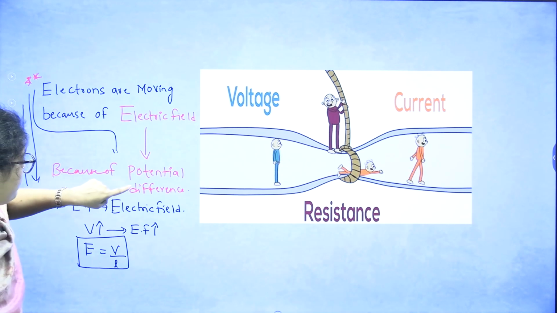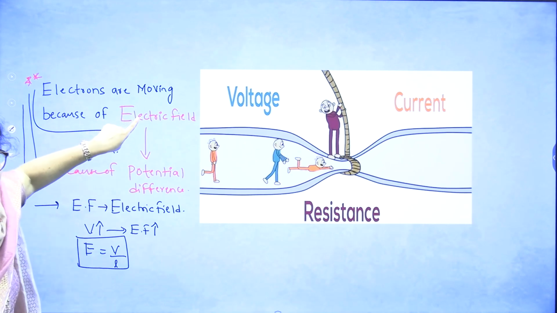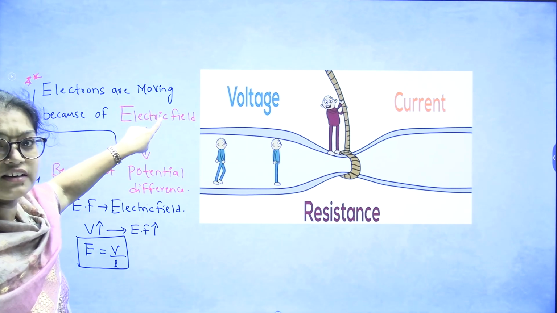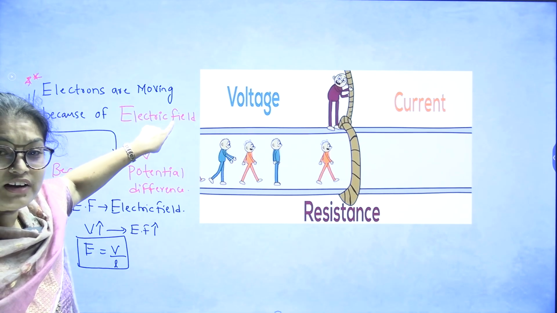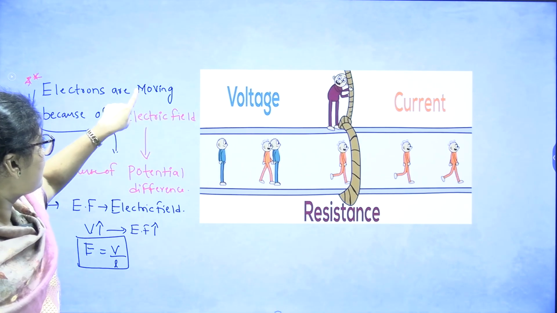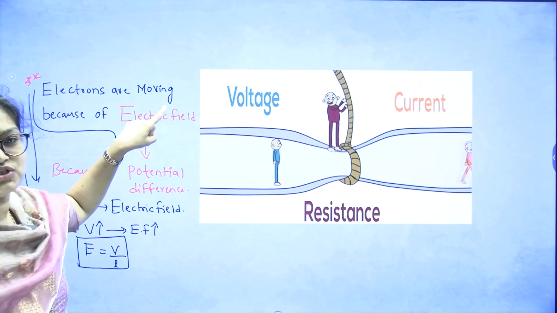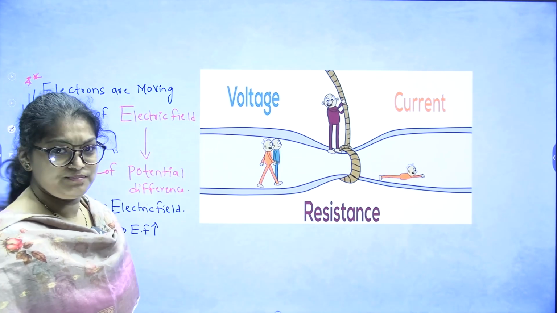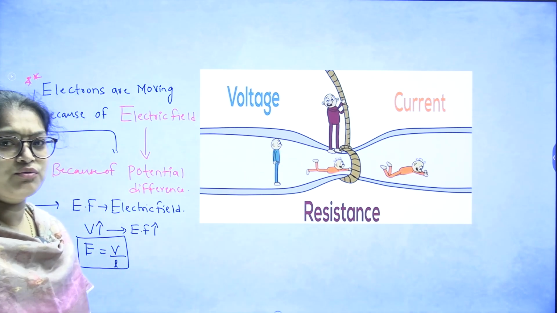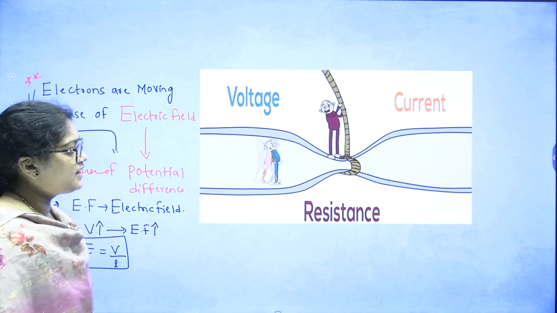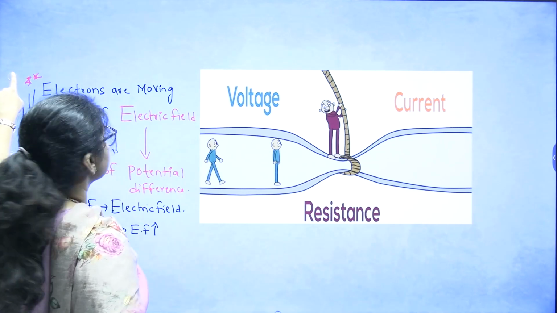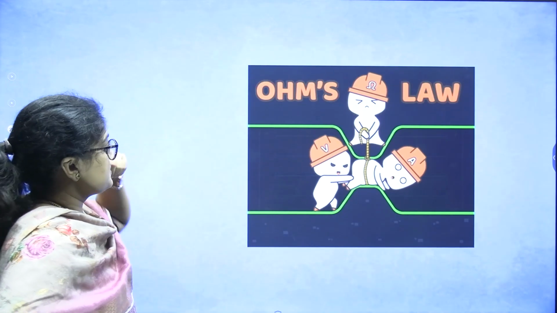So because of voltage, electric field is created. Don't confuse. What is this electric field doing? It is making the electrons move in the reverse direction. Yes or not? This is what we say. Observe this diagram carefully once.